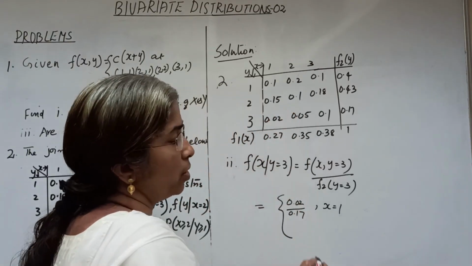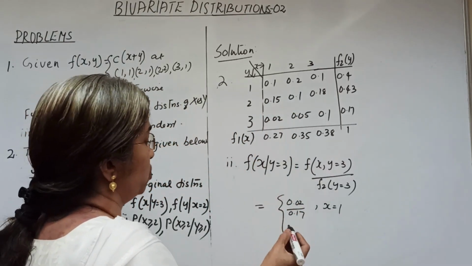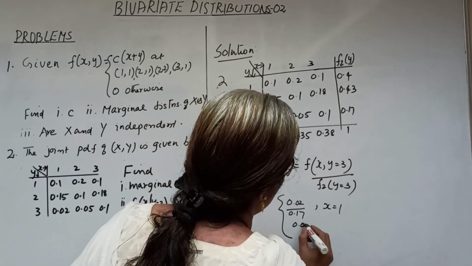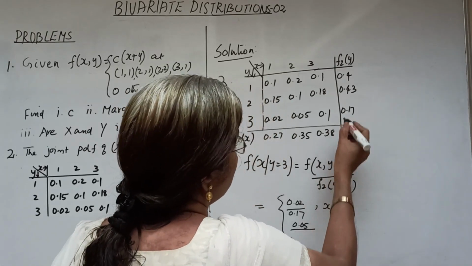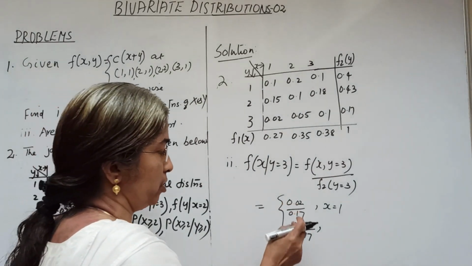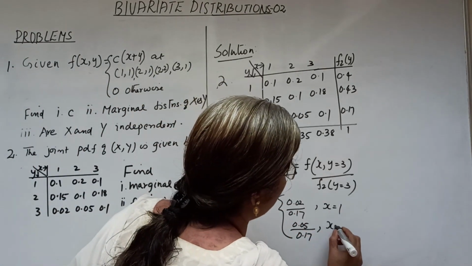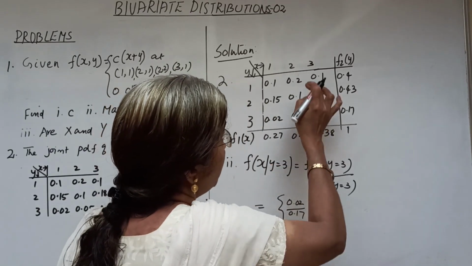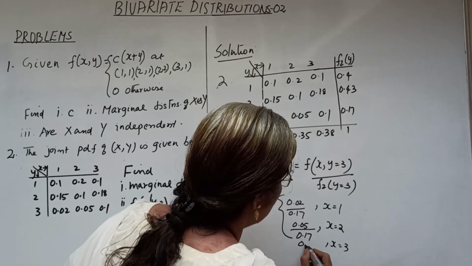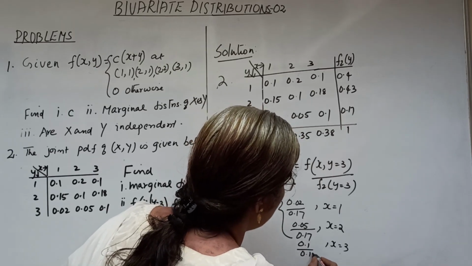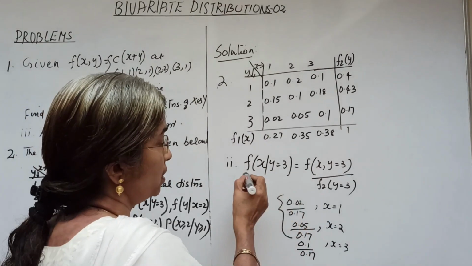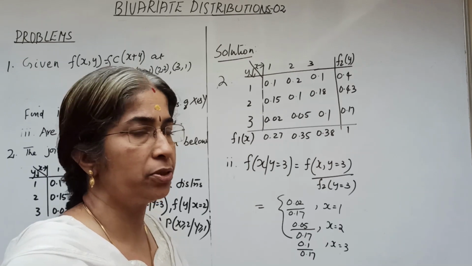We have to obtain these ratios for all the values of x. For x equal to 2, it is 0.05 divided by 0.17. You have to take these ratio values. And the next is for x equal to 3, it is equal to 0.1 by 0.17.